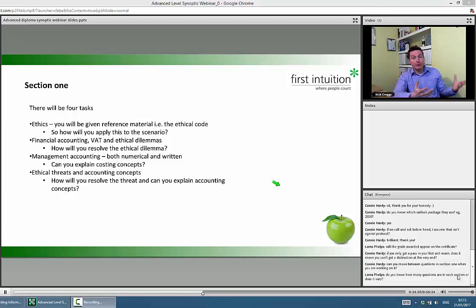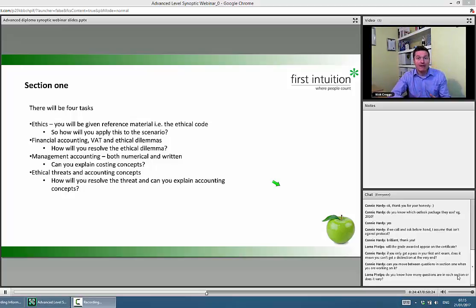It's just like you would have in the real world. You've got all the books on your shelf, as you do, and you would then open it up and apply it to your scenario. It's not a test of can you learn the ethical code. We don't want people with good memories. We want people who can do the job. So we give the ethical code and it's applying it to the scenario. And like I mentioned before, financial accounting and VAT and ethical dilemmas. So it's calculating the underpayment and then what will you do with it?